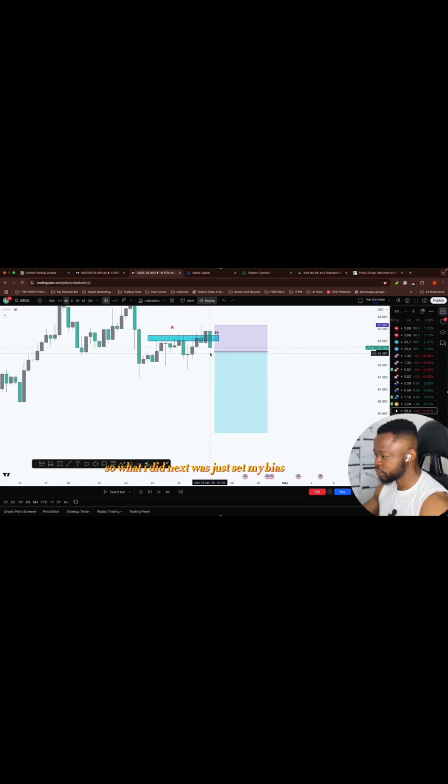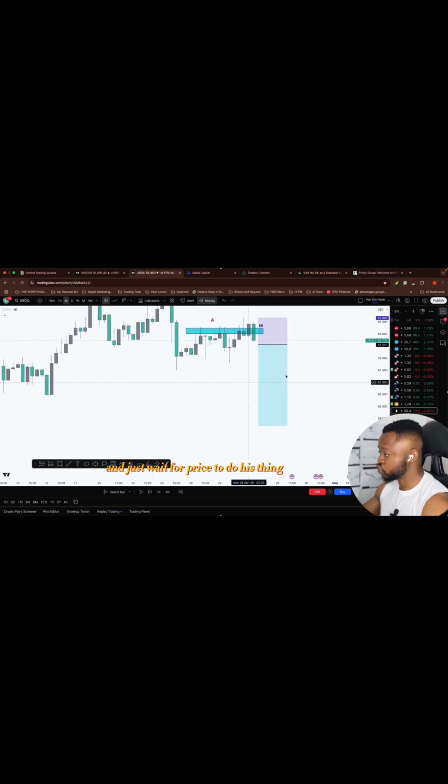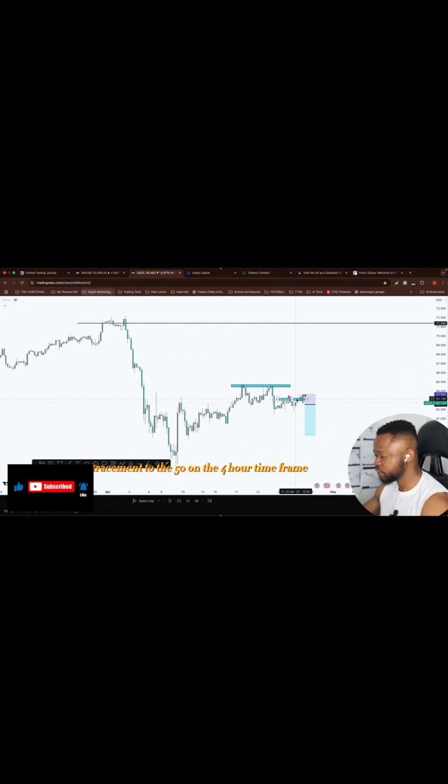So what I did next was just set my sell stop right around it. This is the exact parameter, and just wait for price to do its thing. If I expand this, you can see downtrend, retracement, 50 extension on the daily, another double top here on the 4-hour time frame, retracement to the 50 on the 4-hour time frame. It doesn't get better than this, but this is a probability game, based on percentages.